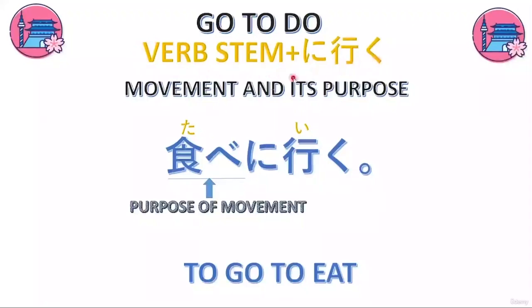Okay, so our second grammar for today is to go to do something, and it's verb stem plus ni iku. So it's movement and it's purpose. Let's say we want to say to go to eat, we would say 食べに行く. We need the verb stem of 食べます. The stem would be 食べ, and 食べ would be the purpose of our movement. So why are we going somewhere in general? Because we want to eat. So this is our purpose, 食べに行く.